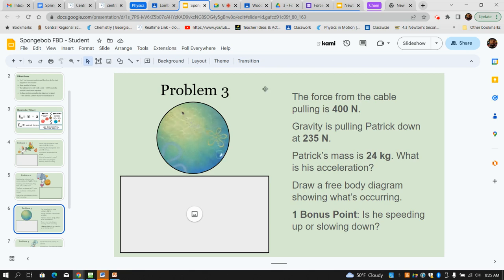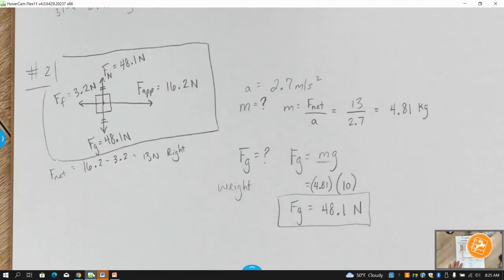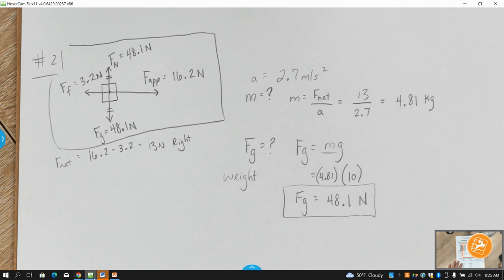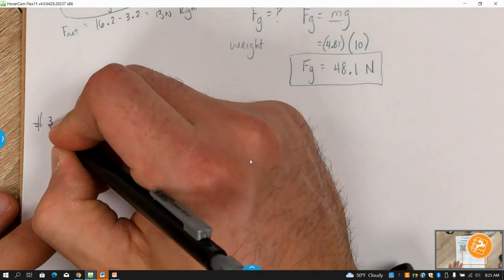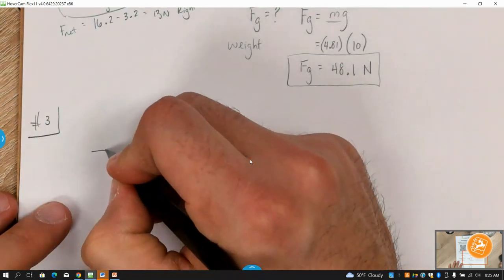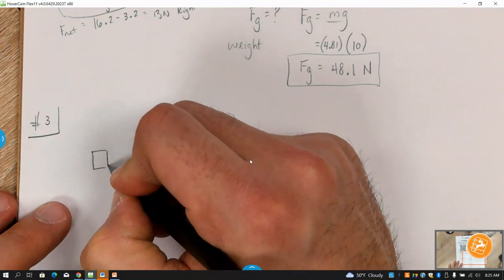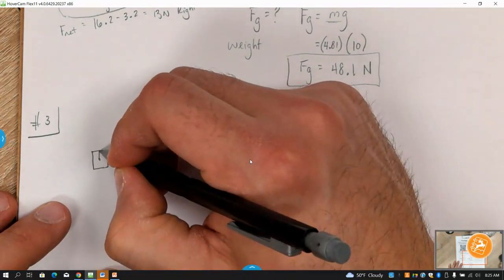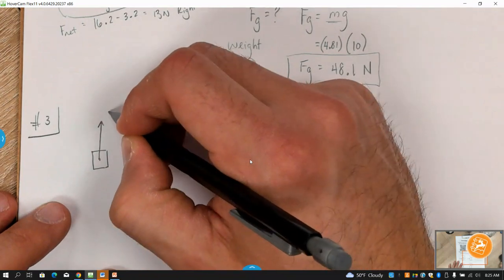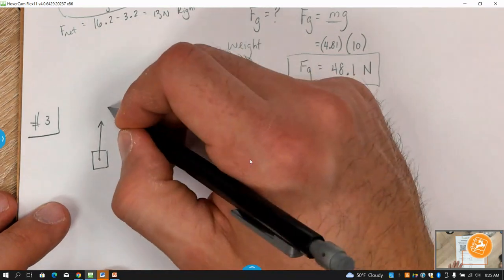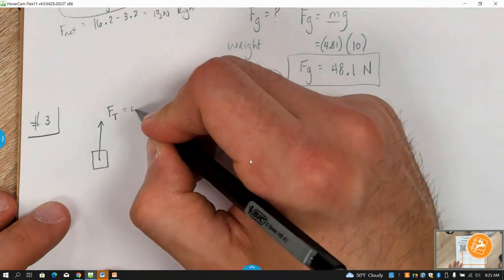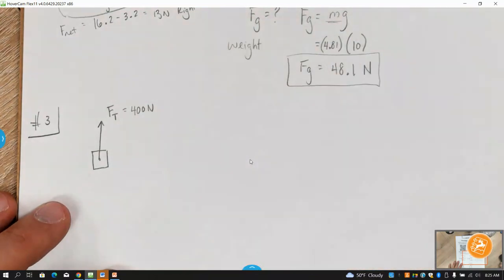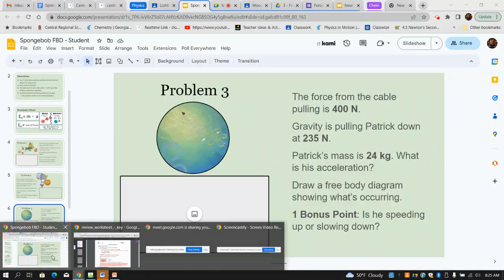No. But what is being explained is that he's getting pulled upward. All right, what is happening is you're getting pulled upward at 400 newtons. All right, that would be the tension from the cable. So we'll call that Ft for tension. Said you're getting pulled at 400 newtons upward.